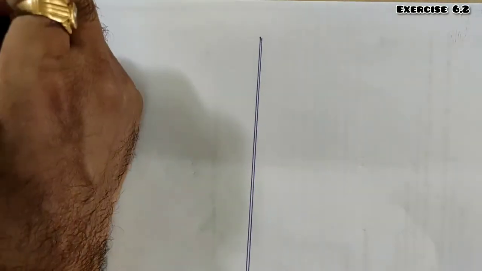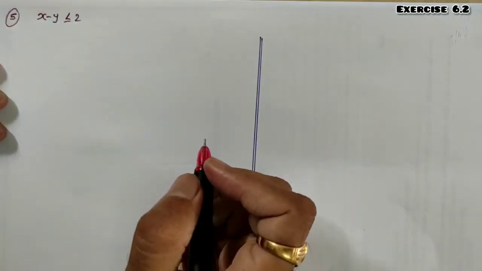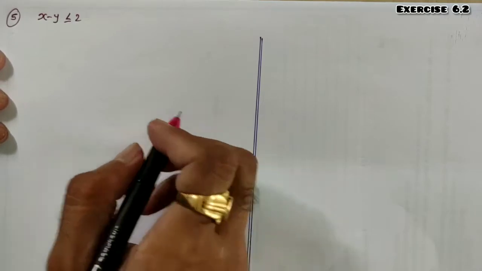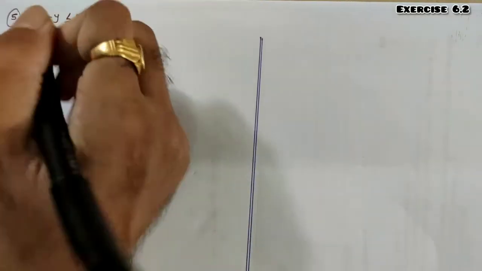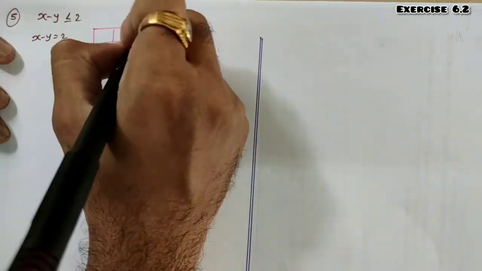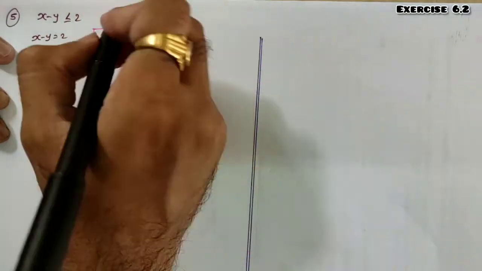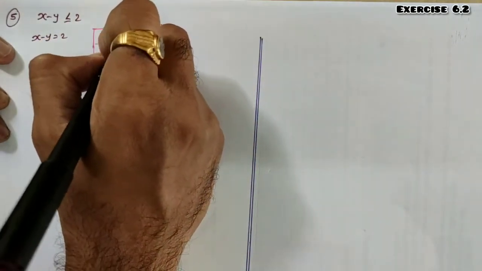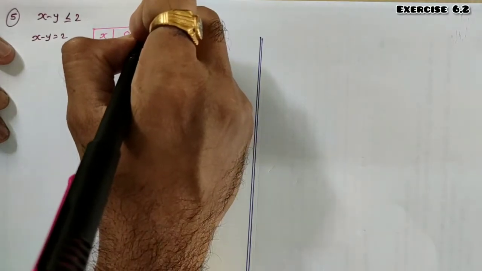Now question number 5. Fifth question, x minus y less than or equal to 2. All questions are same. Done? So here x minus y equal to 2, coordinate box. This is x, this is y. For x equal to 0, we are getting y equal to minus 2. And for y equal to 0, we are getting x equal to 2.